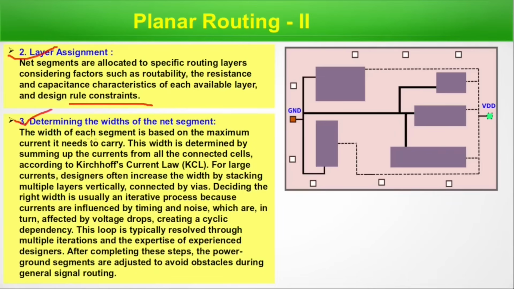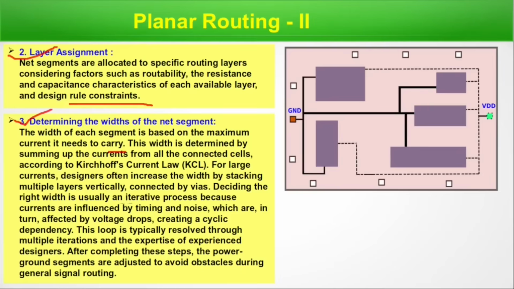Determining the width of the net segment. The width of each segment is based on the maximum current it needs to carry. This width is determined by summing up currents from all connected cells according to KCL. For large currents, designers often increase the width by stacking multiple layers vertically connected by vias.